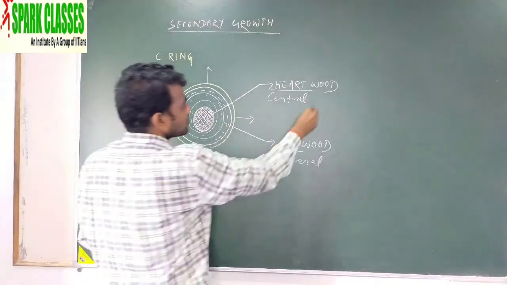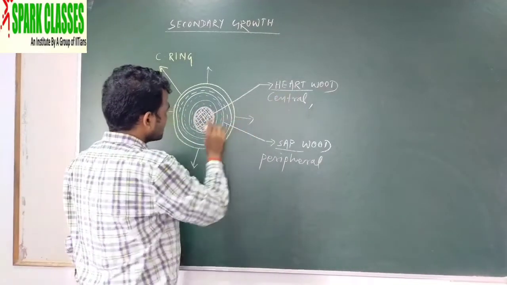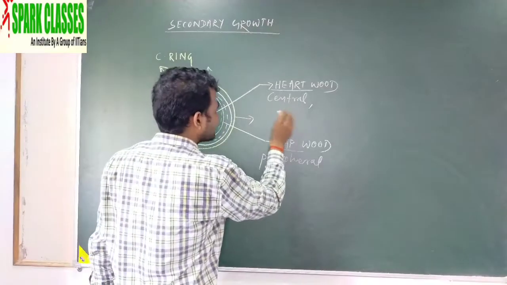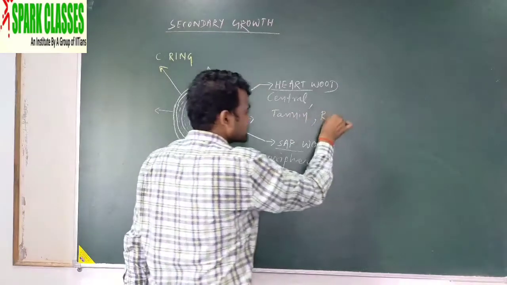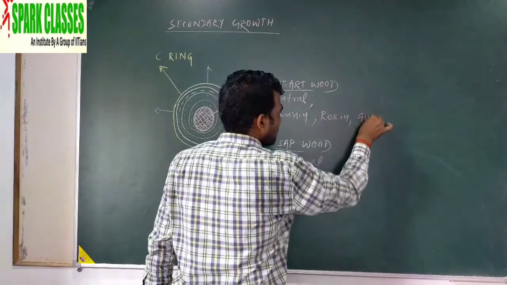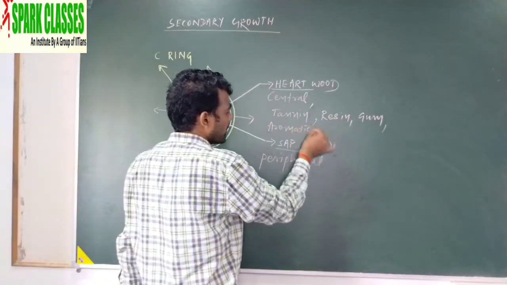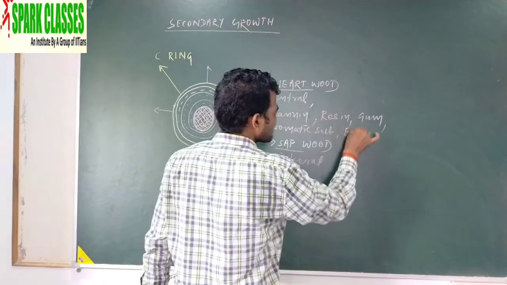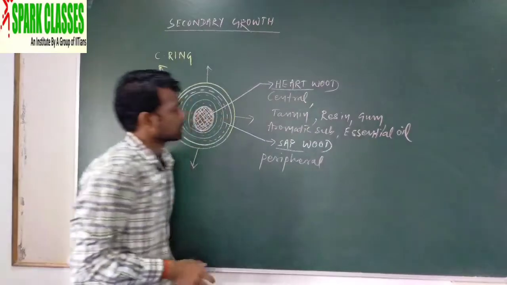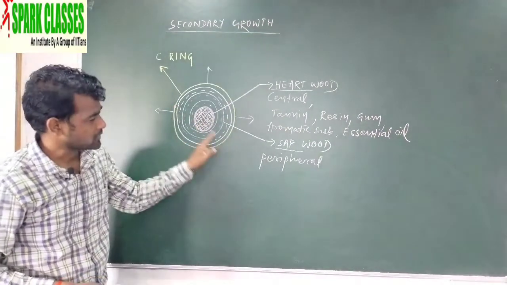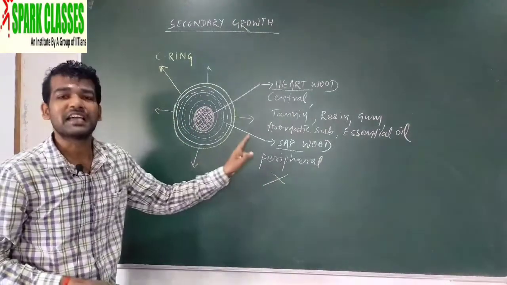Second thing, the heartwood is deposited. What are the depositions? I have already told you. In the heartwood, the central part is deposited with tannin, resin, gum, aromatic substances and essential oils. These are the chemicals deposited in the heartwood. But in the case of sapwood, nothing is deposited. It is made only of secondary xylem.